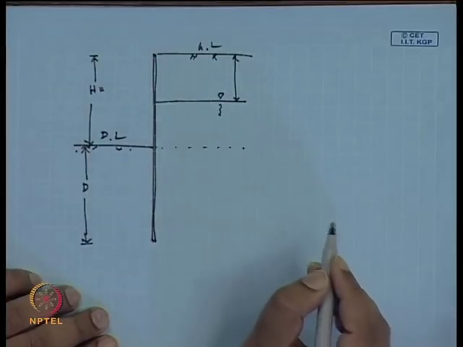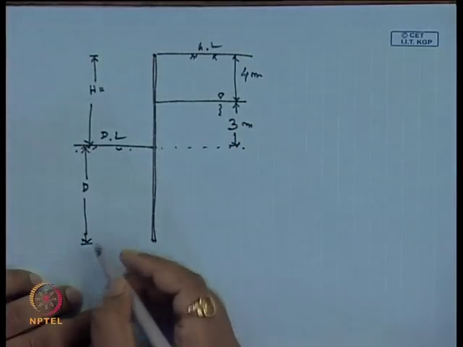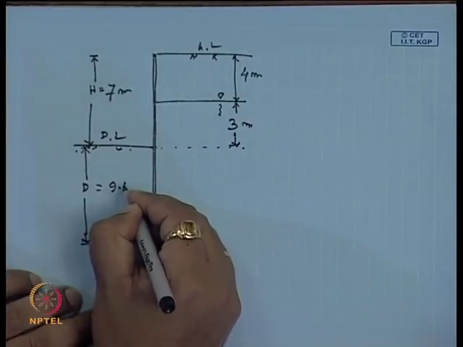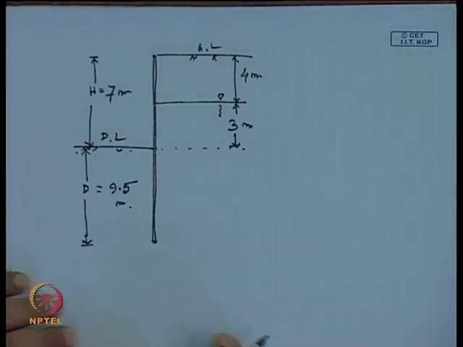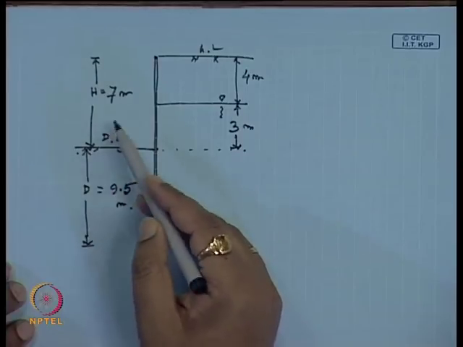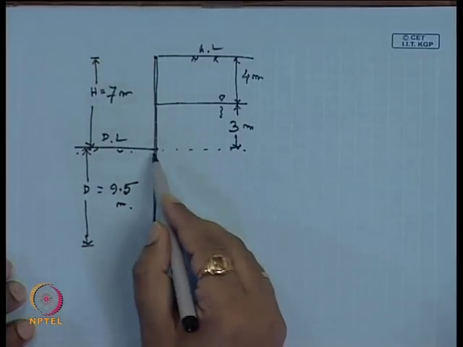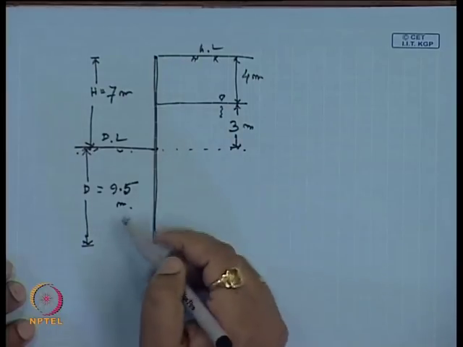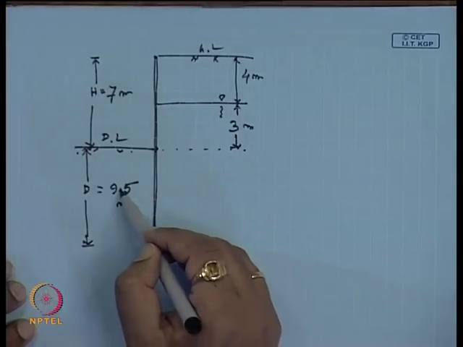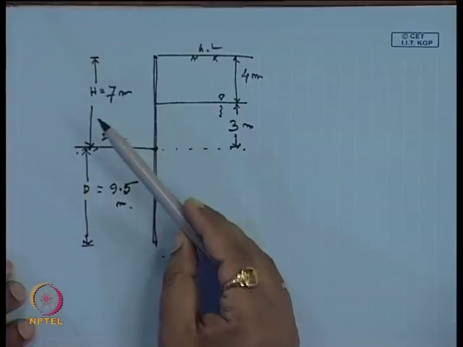So, this is the dredge level line. Here this is 4 meter and this is 3 meter. So, H will be 4 plus 3, 7 meter, but the D that we are providing is 9.3 or 9.5 meter. So, we can see that the depth of the sheet pile below the dredge level is much higher than the H value. That is the difference between a sheet pile and a conventional retaining wall, because the sheet pile gets most of its resistance from this depth. The required depth is 9.5 meter, whereas the height of the sheet pile above the dredge level is 7 meter.